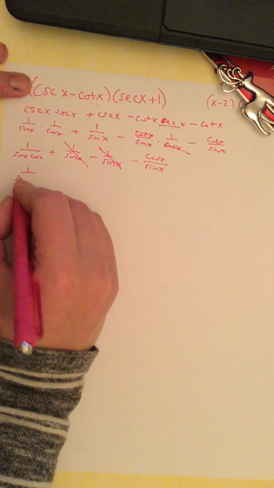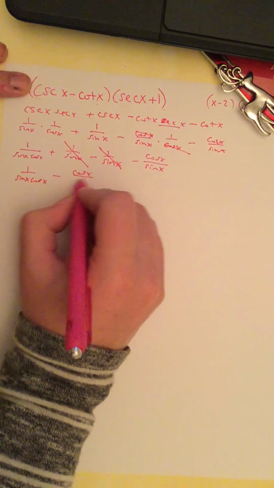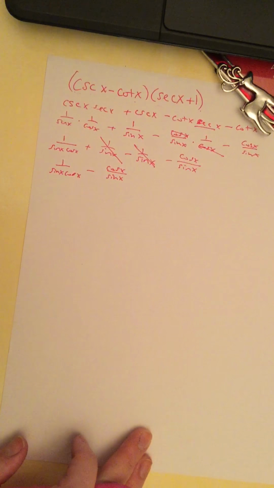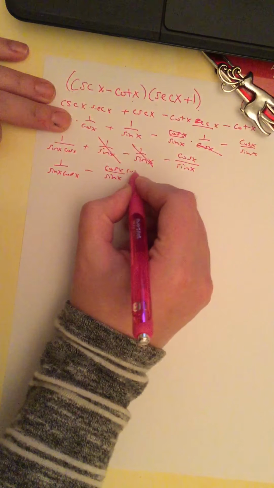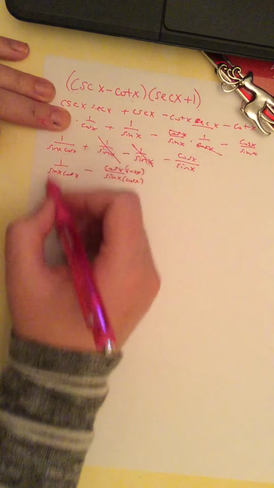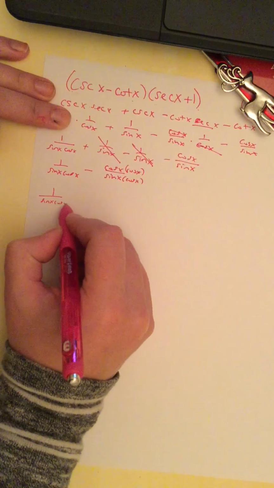So then I'm left with 1 over sine x cosine x minus cosine x over sine x. So I hope as you're beginning to look at this, you notice, okay, I see two fractions, one with a denominator that says sine and cosine, and one that just has sine. So same way we did yesterday with these, what could I multiply both the top and the bottom by in order to give them a common denominator? I hope you said you could multiply the top and the bottom by cosine x. So then all of this reduces to 1 over sine x cosine x.